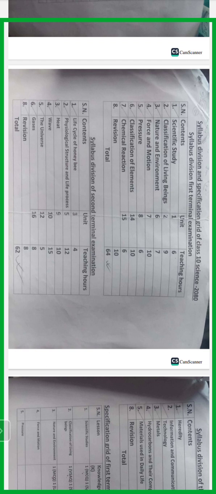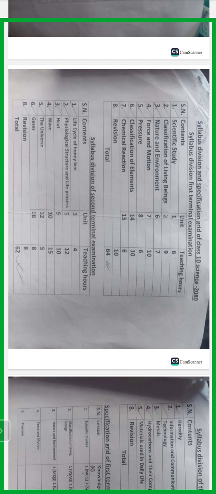But the maximum questions come from the units which we read after the first terminal examination. But the units we already studied in the first terminal examination, questions come from there also.